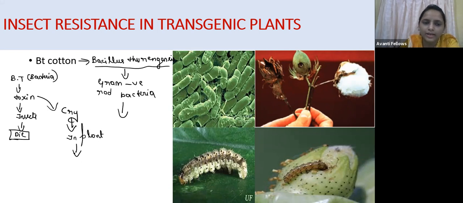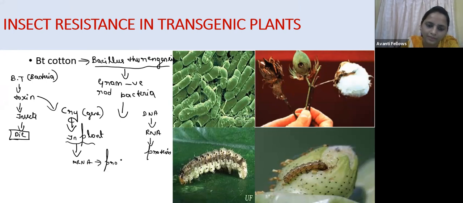Guys, you know what the central dogma of molecular biology is, right? DNA is converted into RNA, and then RNA is converted into protein. The same thing happened here. They have taken the gene, and in the plant this gene is converted into mRNA and then into the protein. So here the toxin was produced. But the main thing here is that the complete toxin was not produced.